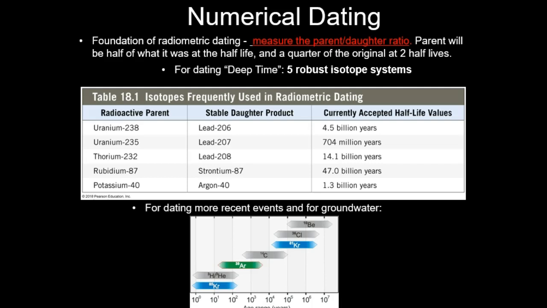I should also clarify that there is no need for the whole parent material to undergo one full half-life before we can detect some daughter material. The principle here is really to measure the parent to daughter material ratio, and use the half-life to find the age.